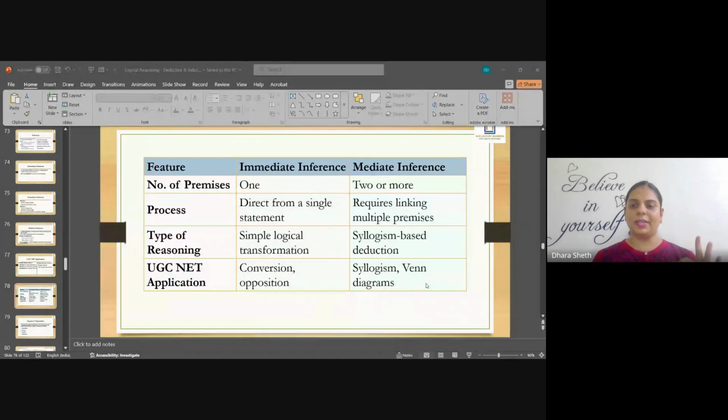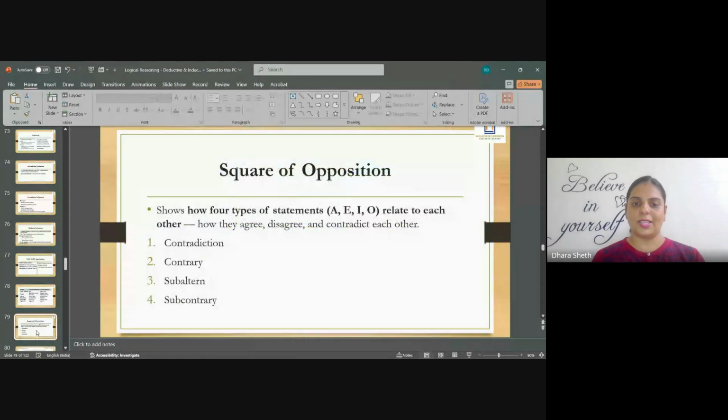Clear with what is immediate and mediate inference? Okay. See, I'm asking you after every concept, because this is not like a theory lecture going on. If you miss out a topic, you have to read it and do it on your own. So that's why I keep ensuring that we are on the same page.